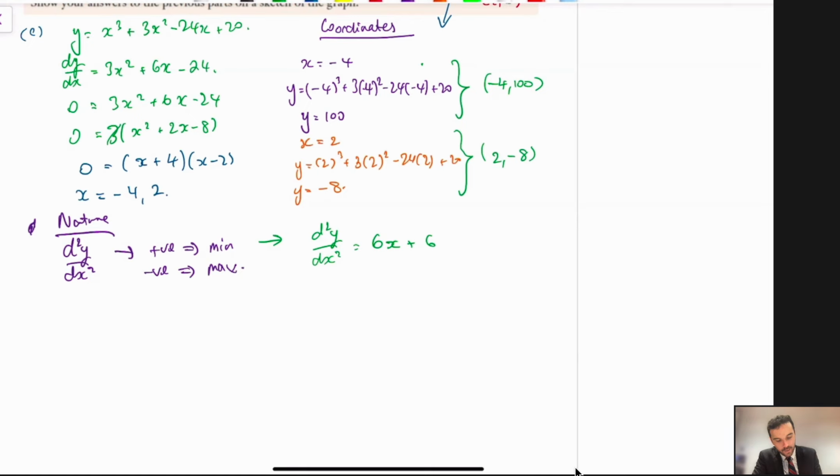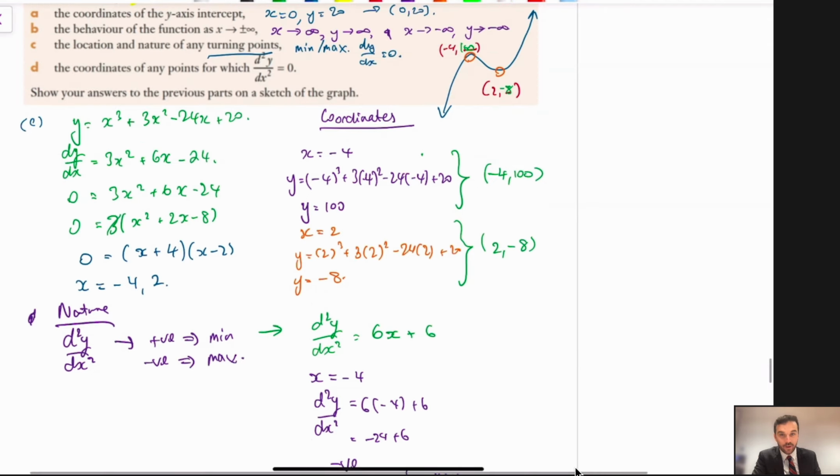Our first one was when x is equal to negative 4. Let's see the nature of this here. If I plug that in, it's going to be 6 times negative 4 plus 6, which is negative 24 plus 6. So we can see that this is going to be negative. Therefore, this coordinate here, as it's negative, is a maximum.